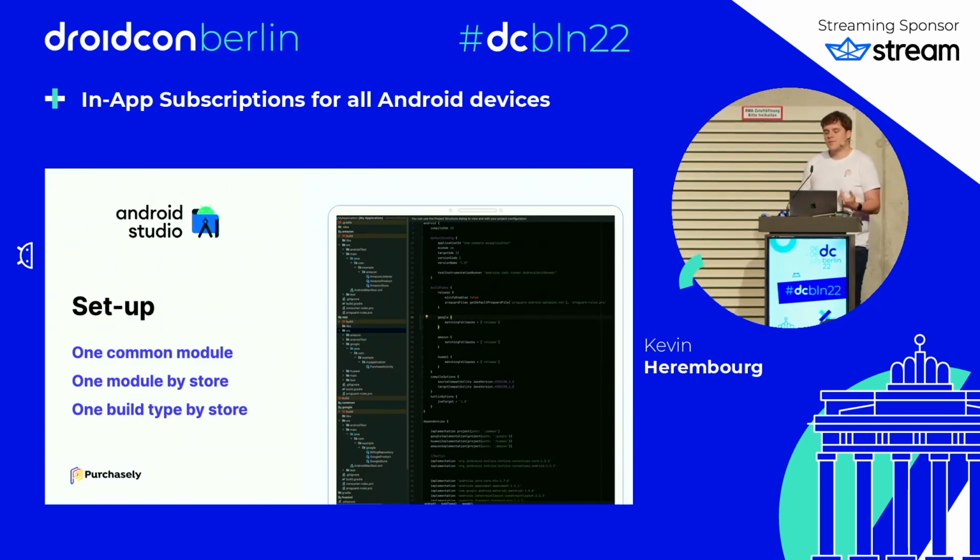That's why when you implement in-app purchases, you need to make a setup to take that into account. And what I would suggest is to create one common module where you will have all the basic stuff about subscription, about purchases, but also one module by store. So for example, one for Google, one for Huawei, one for Amazon, and one build type to build your APK or bundle only with the module required for the store you want to put it in.